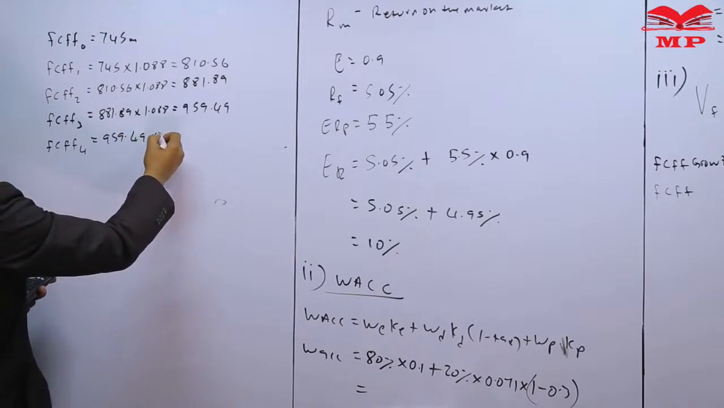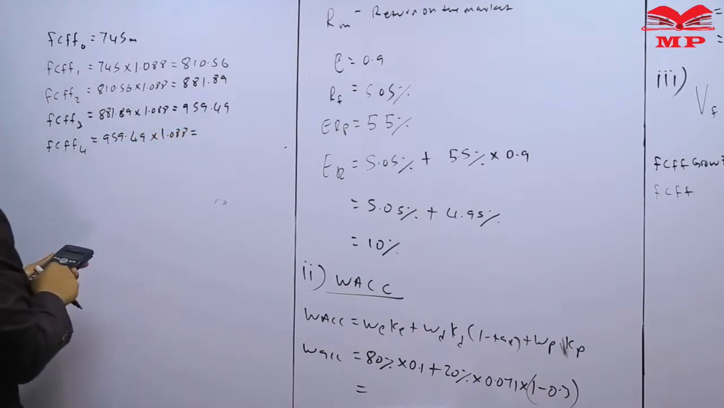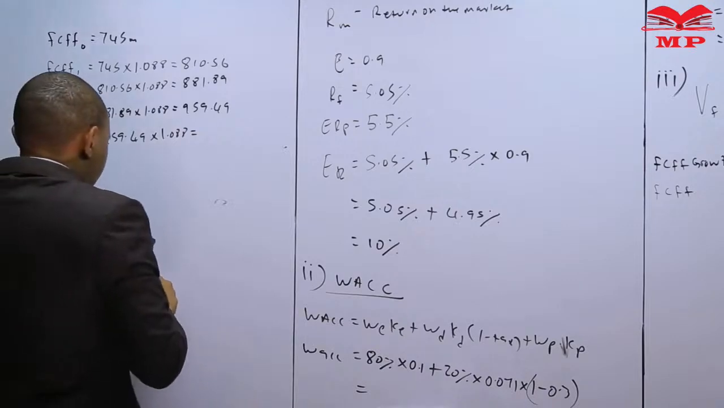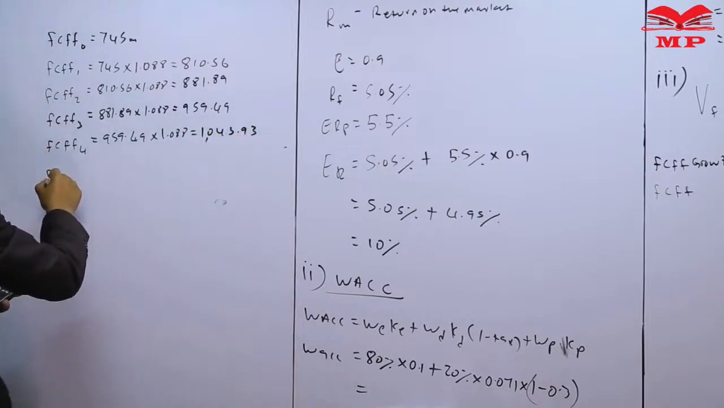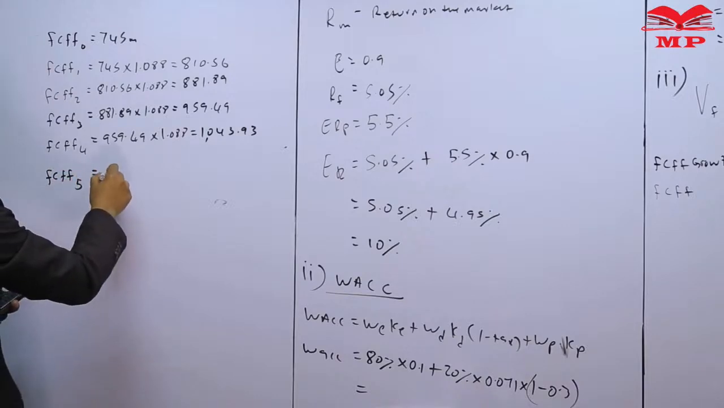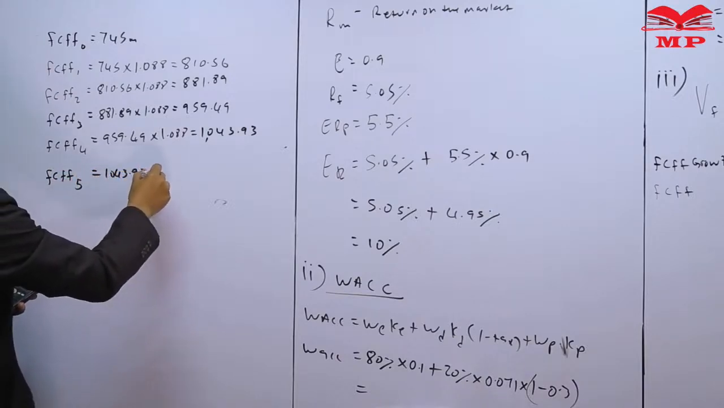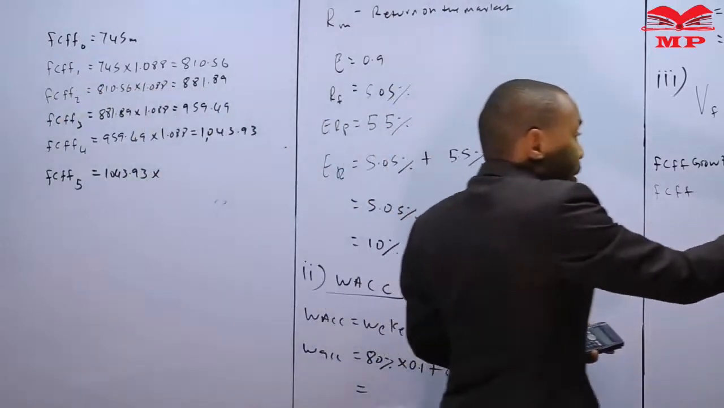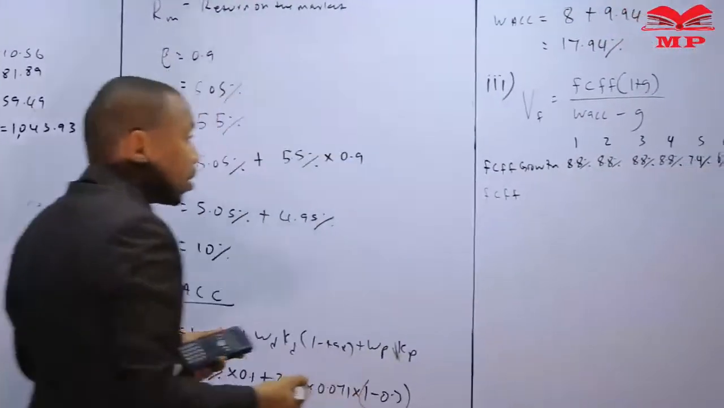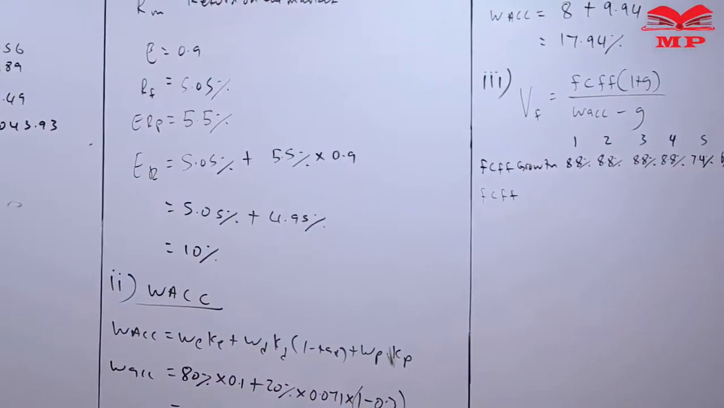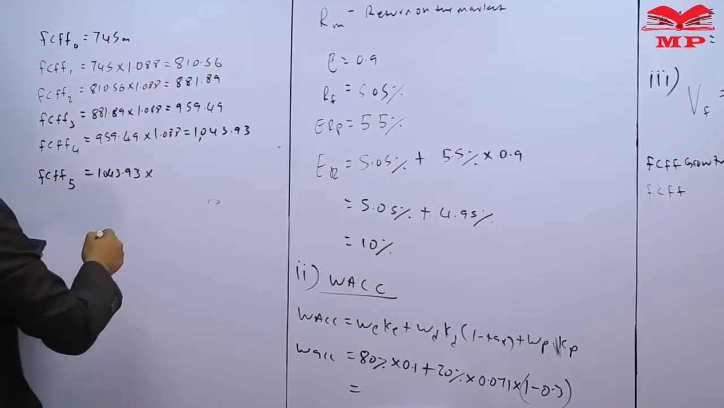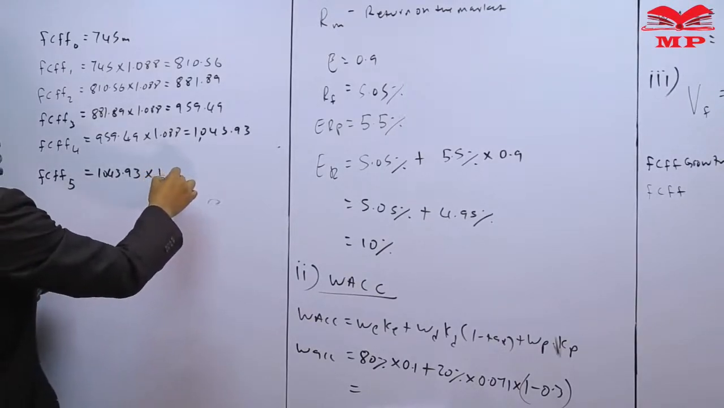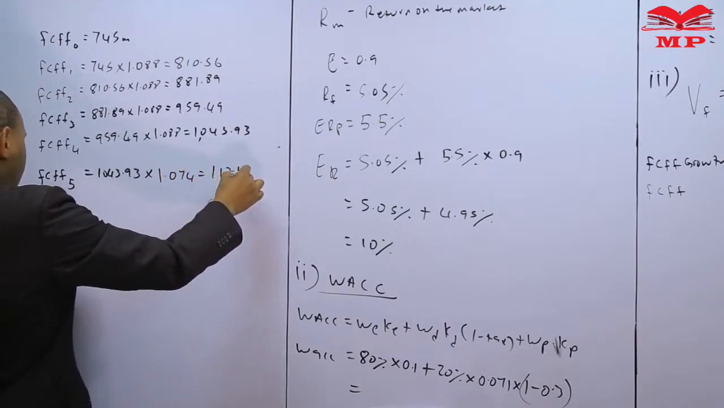Then FCFF year 4 is 959.49 multiplied by 1.088, giving 1043.93. FCFF for year 5 is 1043.93 multiplied by now which growth rate? For year 5, we have 7.4%, so 1.074. It gives 1121.18.